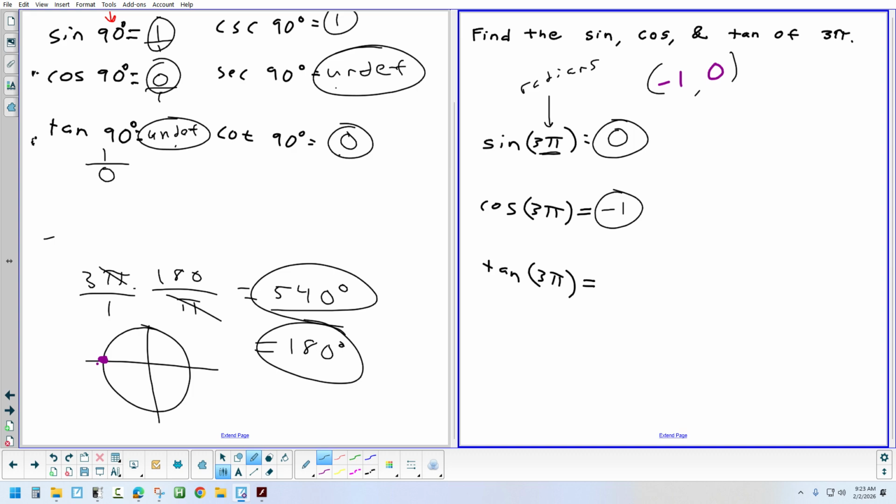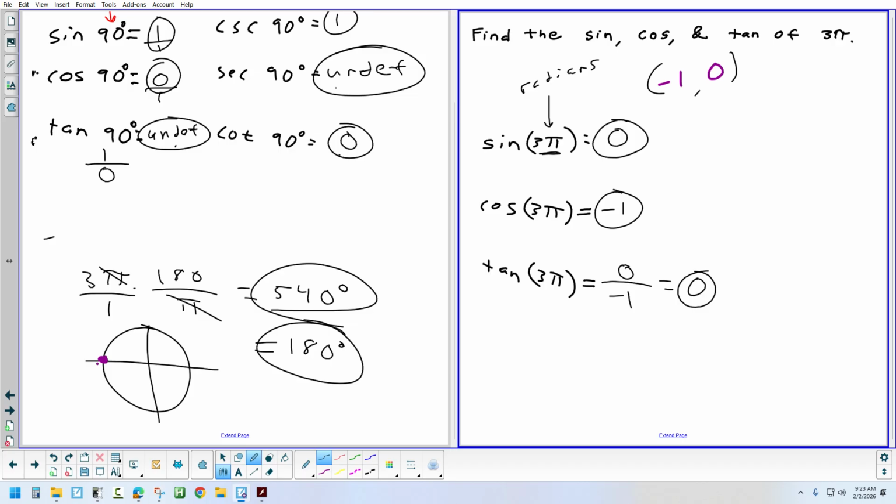And how about, Lucas, what's the formula for tangent? Y over X. Yep. So it's just 0 divided by -1, which is 0. Yep. 0 in the top is perfectly fine. 0 in the bottom, that's undefined.